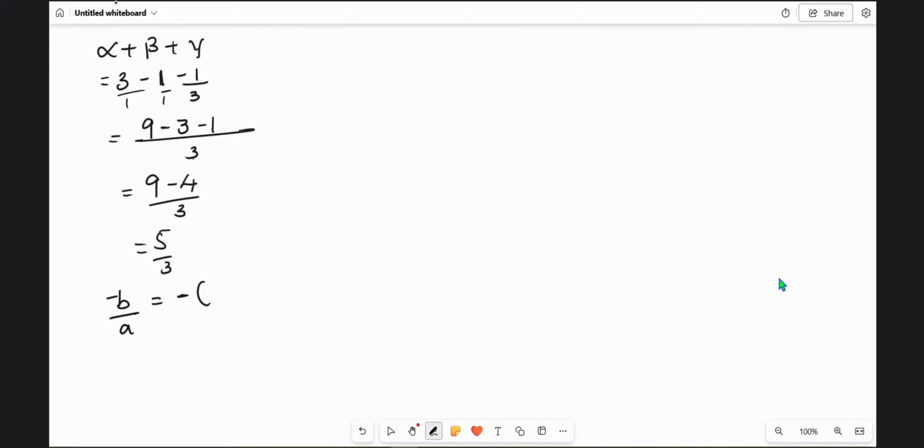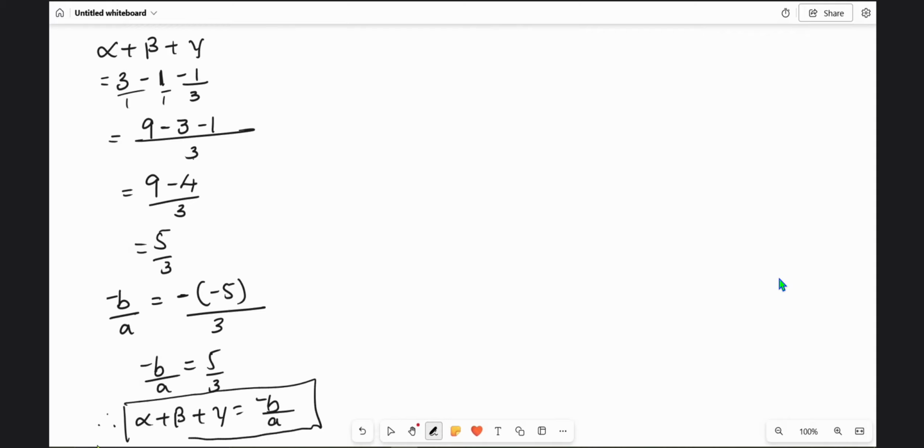Minus b is what here? Minus 5 by a is 3. So minus b by a is also equal to 5 by 3. So it is verified now. Therefore, alpha plus beta plus gamma is equal to minus b by a.